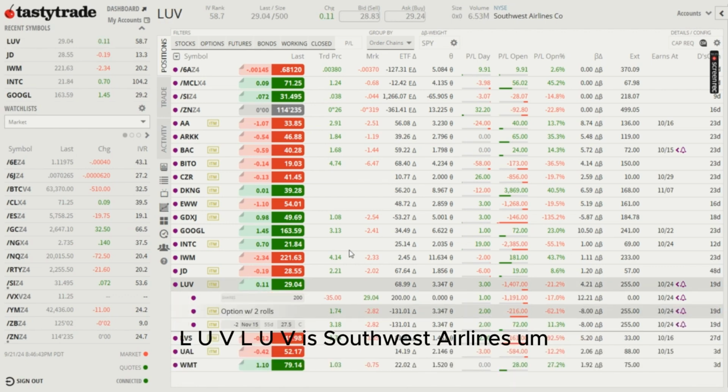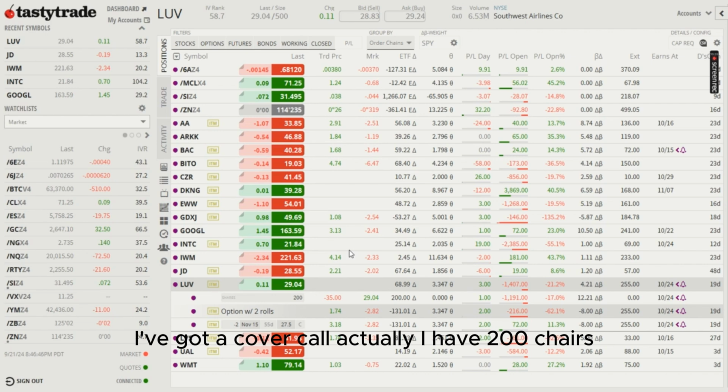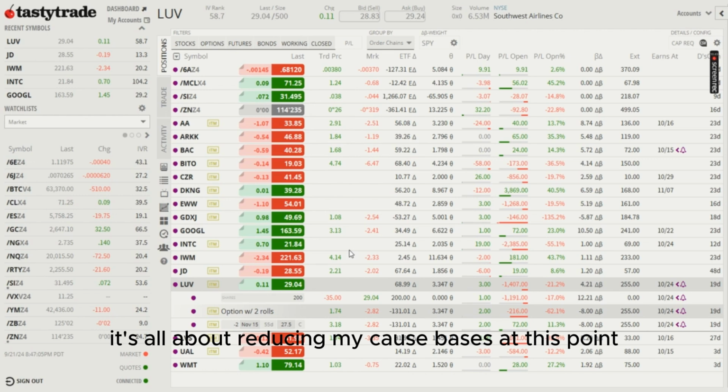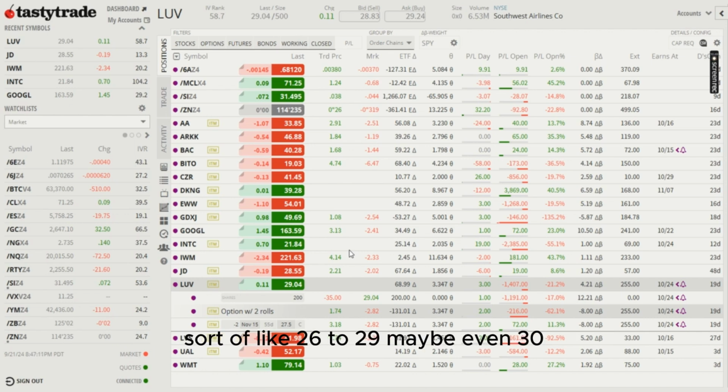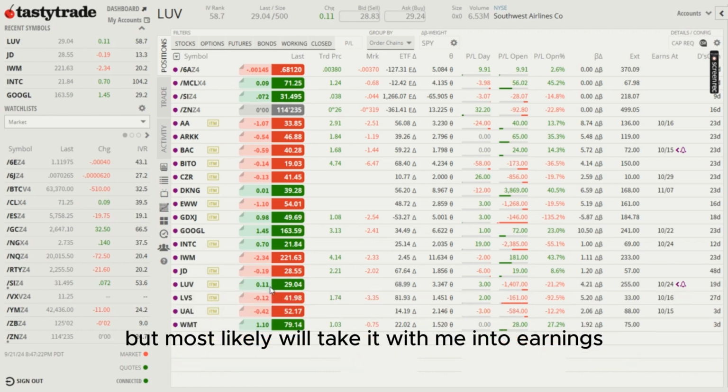LUV is Southwest Airlines. I've got a covered call. Actually, I have 200 shares. I got 2 covered calls on it. I need the stock to move up. It's that simple. And it has somewhat, but more is better. And my calls are slightly in the money. But again, if I get called away, it's all about reducing my cost basis at this point. And right now, it's just been staying in a very tight range, like 26 to 29, maybe even 30. Most likely I will roll this. Actually, I already rolled it, so I'm not going to have to roll it now, but most likely we'll take it with me into earnings next month.